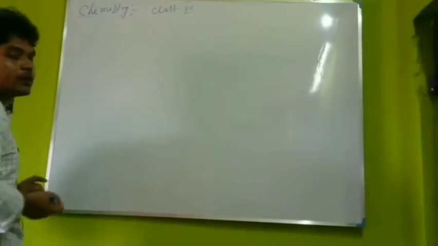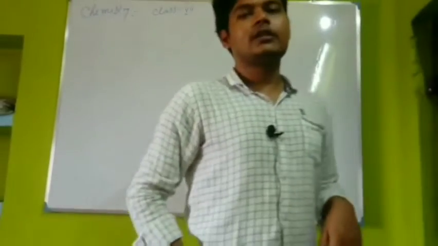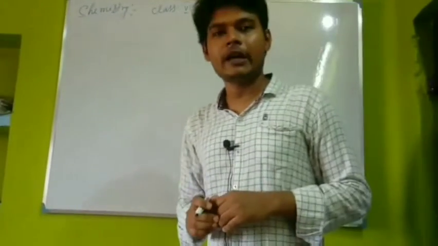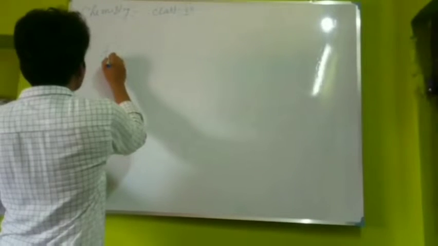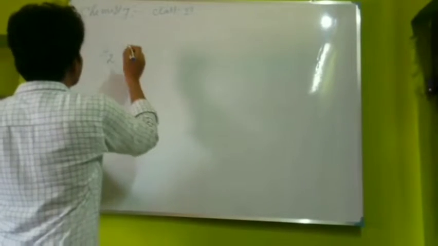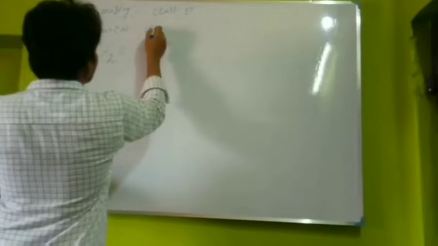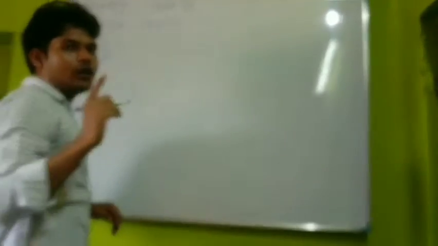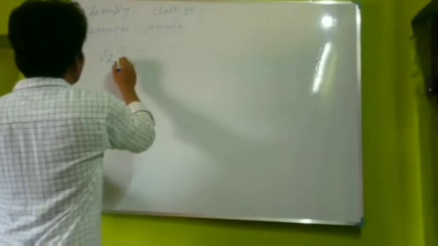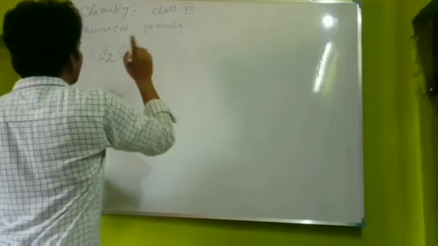Chemical formula shows the composition of atoms in it, such that H2O is the chemical formula of water, which shows that one molecule of water is made up of 2 atoms of hydrogen and 1 atom of oxygen. Okay, so we get the information about the water molecule.